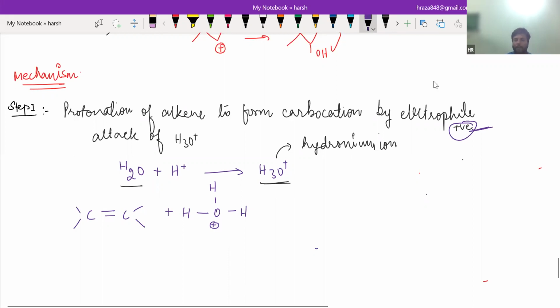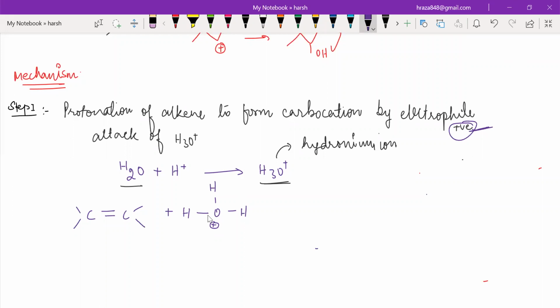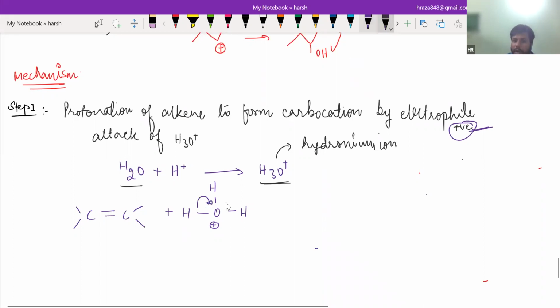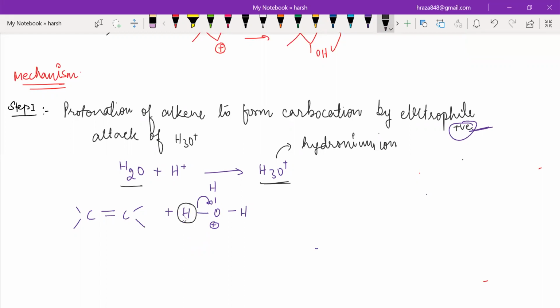Now you can see oxygen is the second most electronegative element. That means if there is a positive charge on oxygen, it is unstable, yes or no? Because oxygen is the second most electronegative element. So what will oxygen do? First of all, oxygen will remove this positive charge from itself. So it will withdraw the electron of hydrogen. Now hydrogen will be H plus.